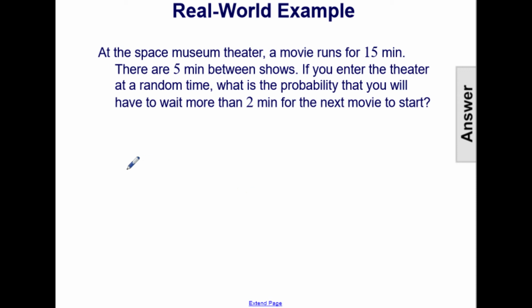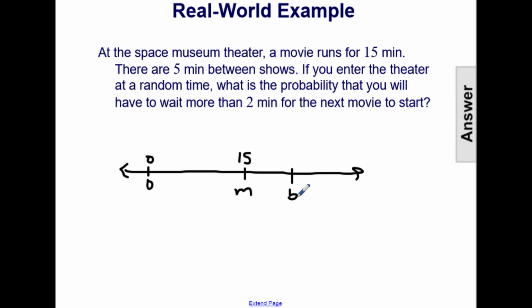If we visualize this situation on a number line, we start at 0, we'll say O. You then have 15 minutes for the movie, so we'll say M is at 15. And then there's 5 minutes after that for in between shows, so we'll say B is another 5 minutes. 15 plus 5 brings you to 20, and then you would start all over again. So we have a total of 20 minutes here.